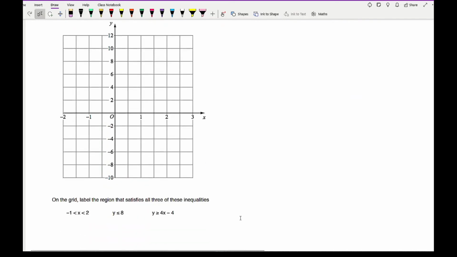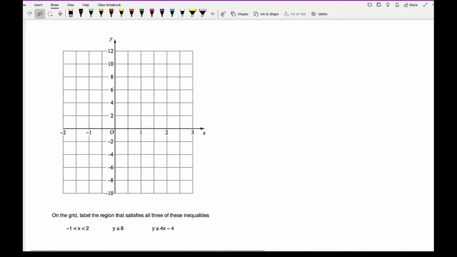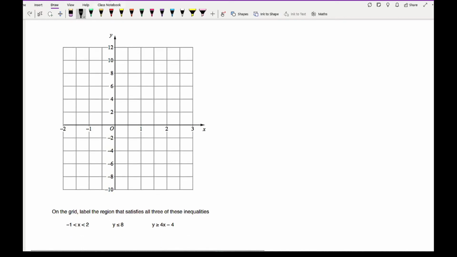So let's have a look at another question. Here we've got three different inequalities, and here we've also got a combination one. Here we've got that x is between -1 and 2. For this, first of all we need to establish it's going to be a vertical line between those numbers. So what I need to plot here is, and let me try and find the right colour.